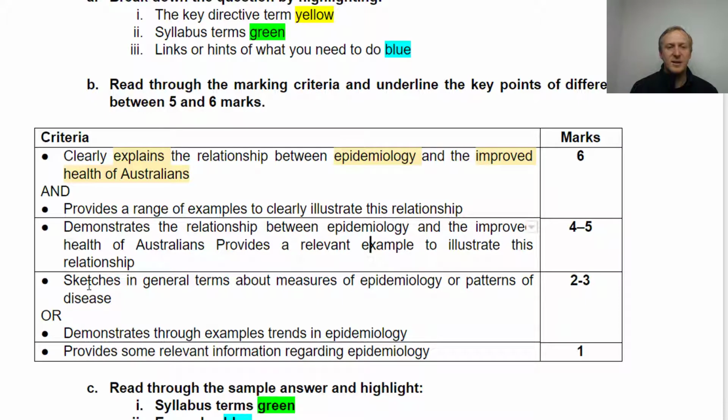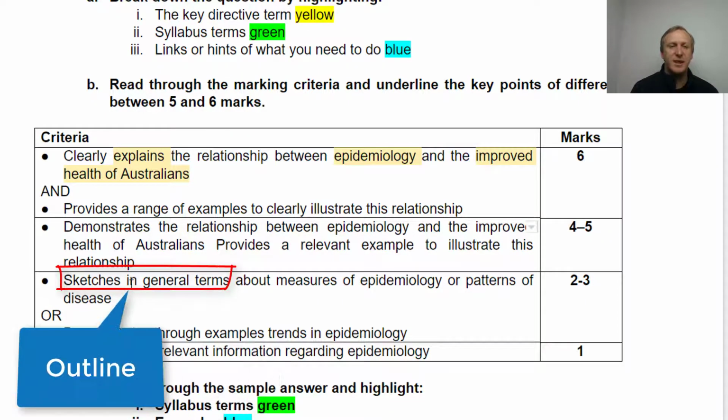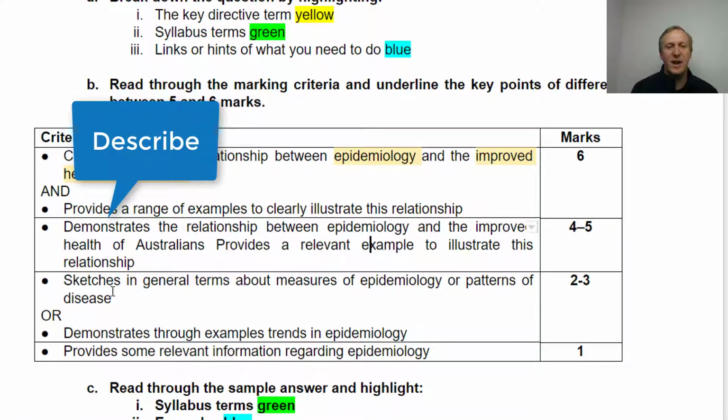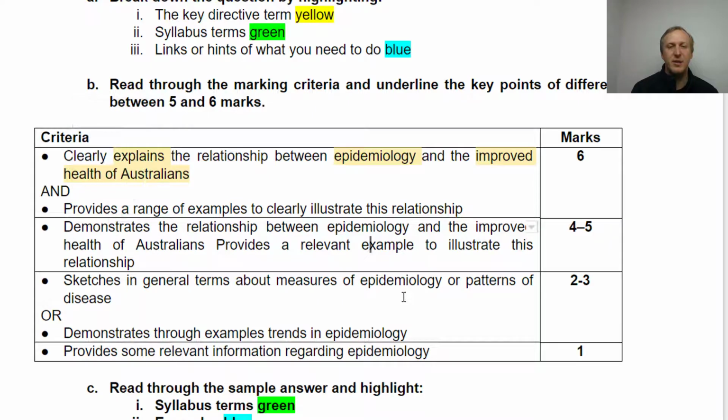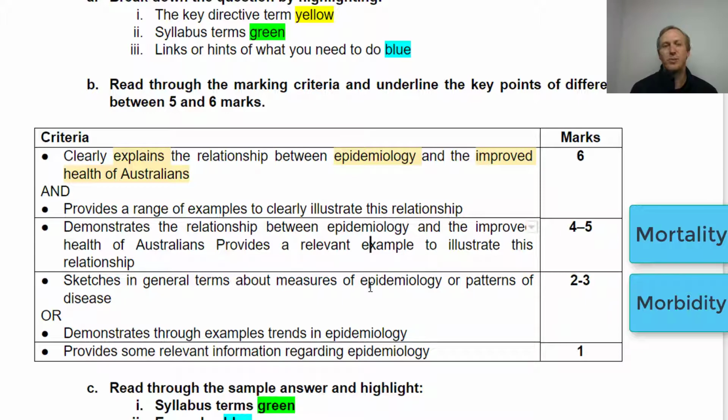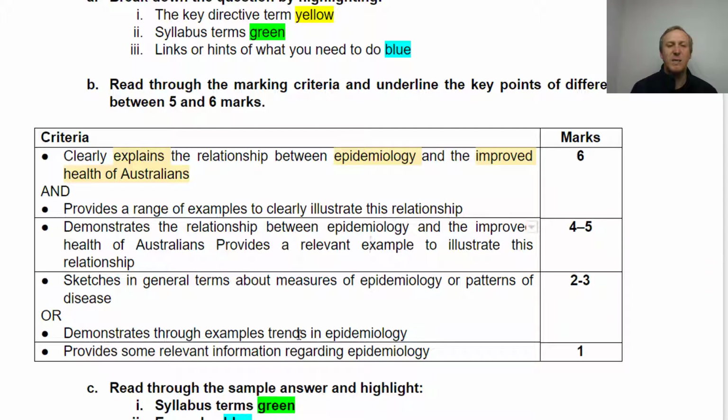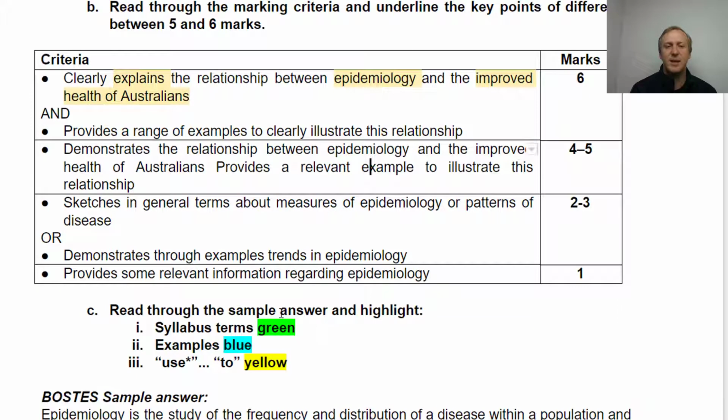The one down says sketches in general terms. Now it's really kind of like an outline now. So up here would be more of a describe, and down here is kind of more like an outline. So the general terms about measures of epidemiology. So if you mention some of the key terms around epidemiology like mortality or morbidity, then that's really you providing the general terms or patterns of disease, okay, or demonstrates through examples trends in epidemiology. So you might talk about diabetes is going up across our country, and therefore that's going to get you possibly 2 marks, okay?